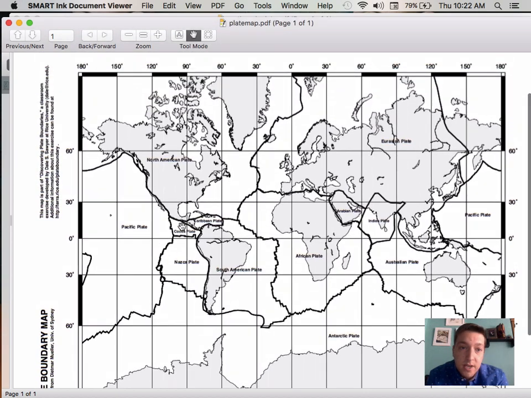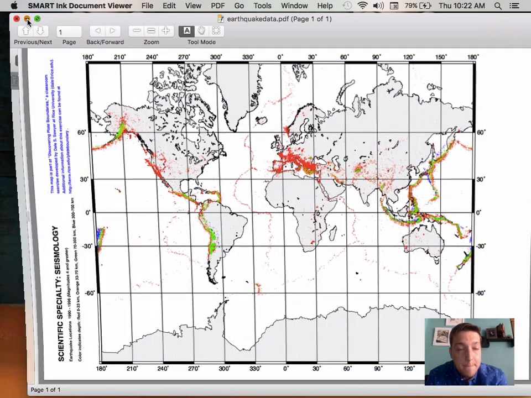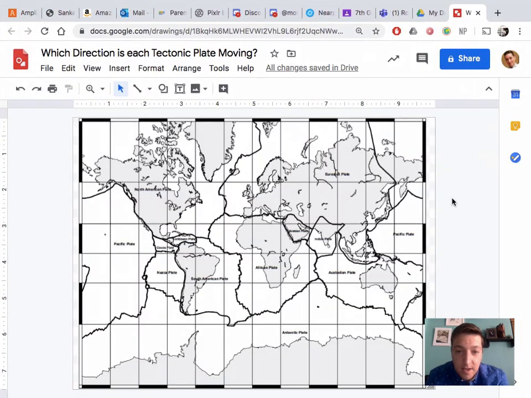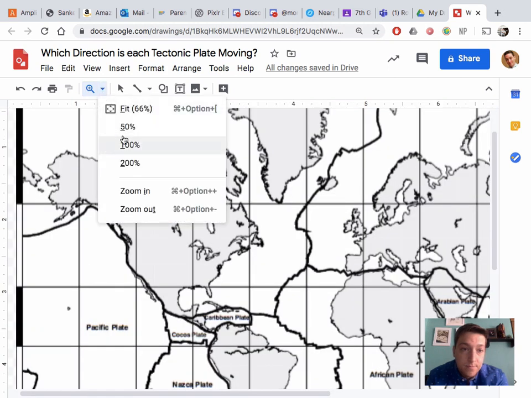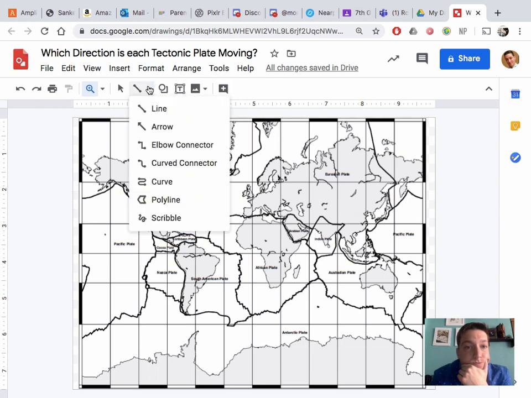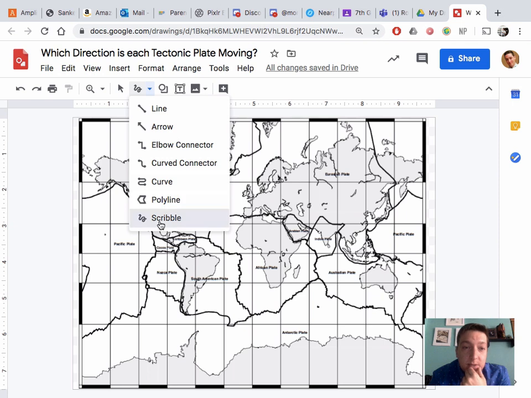So there's 15 major plates. And here's what I want you to do. Each of those plates is moving, and we have to figure out which direction each one is moving. So how can we do that? We can use our knowledge of convergent, divergent, and transform plates, which should give us an indication of which direction each plate is moving. So let's do some easy ones together.